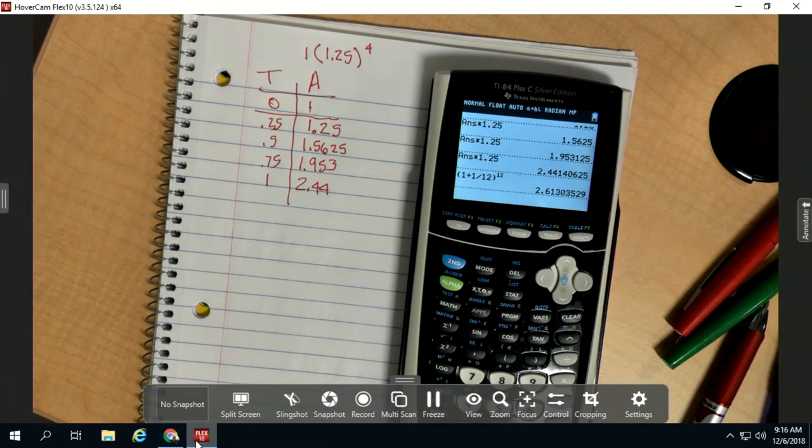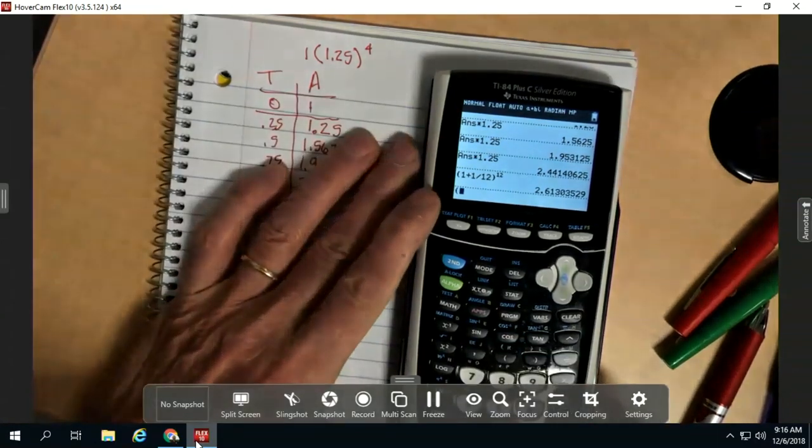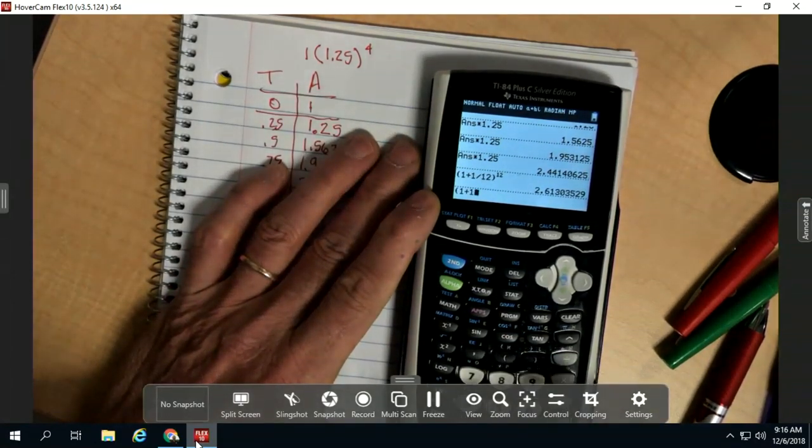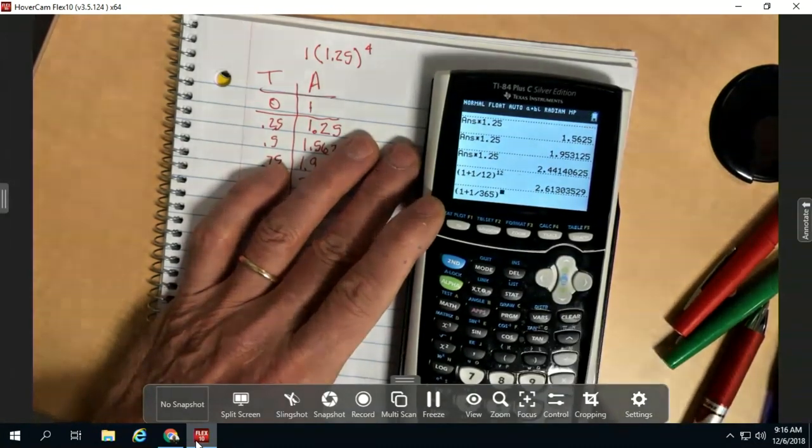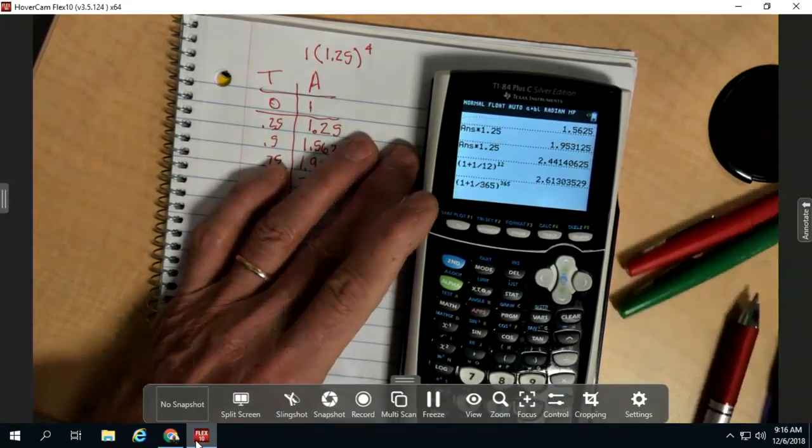In other words, each day's interest would be 1/365th, right? 2 365ths, 3 365ths. But what would we raise our power to? To the, how many times would we compound in that year? 365. So let's do the math for that. 1 plus 1 divided by 365 to the 365.